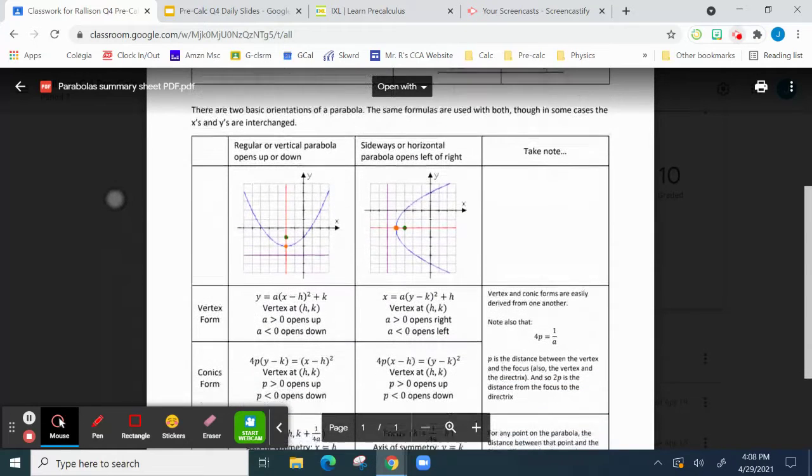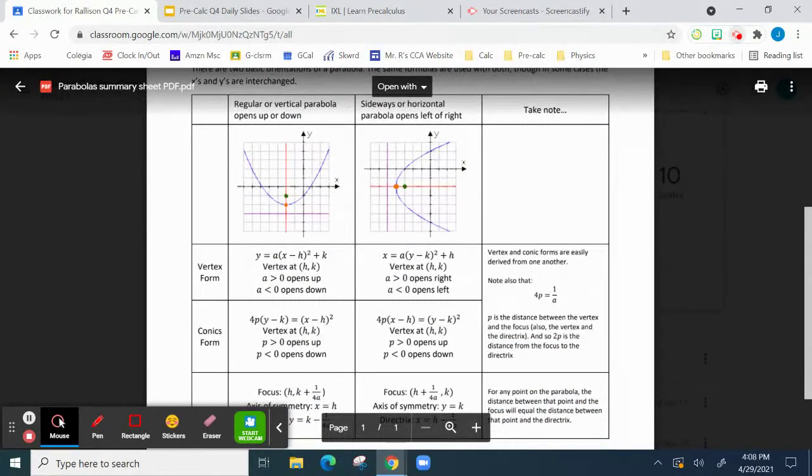A couple things to point out right away. Parabolas can be up or down facing, or left facing or right facing. And the difference is in that variable and that variable right there. If it is y equals x squared, that's an up or down parabola. And if it is x equals y squared, that is a left or right facing parabola.